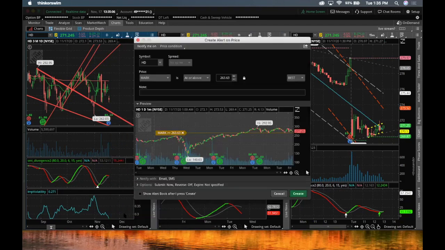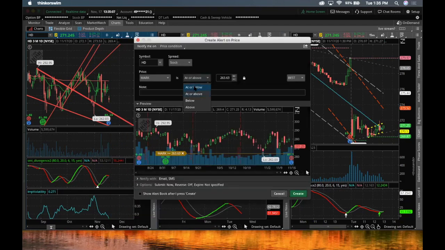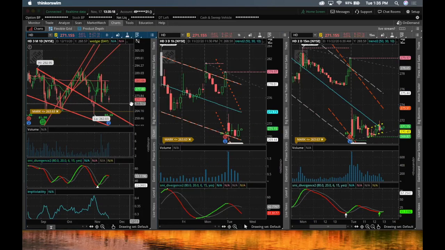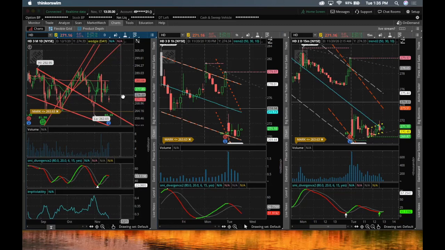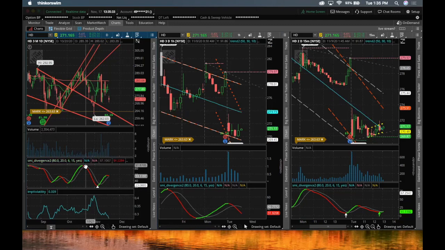Go ahead and create an alert. Say at or below trend support. So if it goes below, get a better gist of how it's probably going to go. But if it hits it and it bounces, it's probably going to be a very hard bounce because it's likely to be in very oversold conditions.